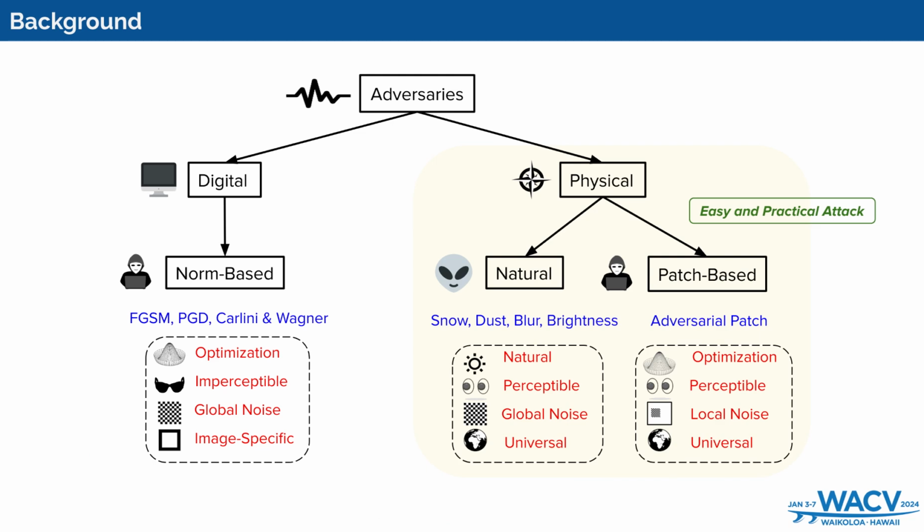So, what are the models robust against? We want our model to be robust against adversaries. These are either digital adversaries like norm-based attacks, or physical adversaries. In physical adversaries, we can have natural disturbances like snow, dust, blur, and we can have a synthetically optimized adversarial patch. And because adversarial patches are easy and more practical, it is what our scope of paper is.